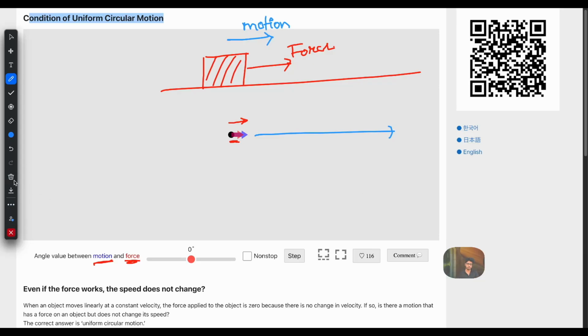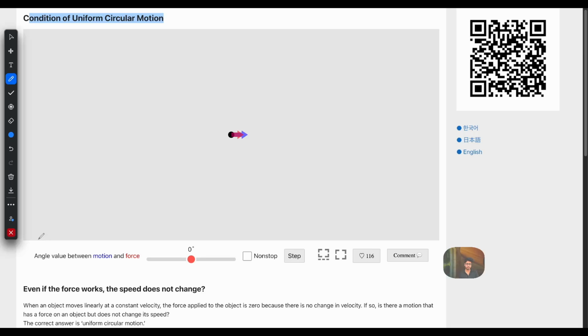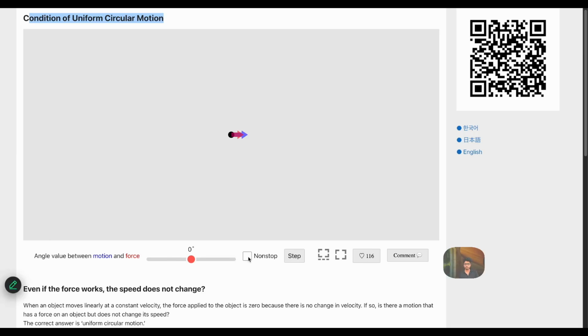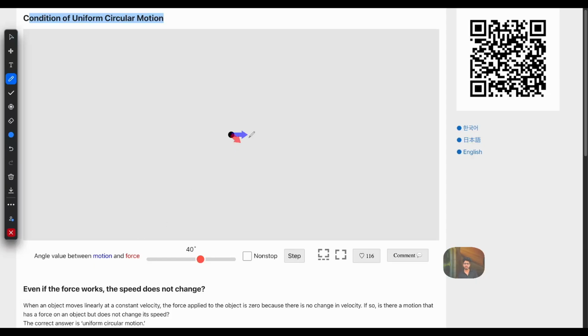Let me show you. It goes in a straight path, correct? Simply because the force and the motion direction are both in the same direction. Let's suppose I make an angle of 40 degrees between the motion direction and the force direction. In which direction will it move now? Could you feel that it follows some kind of curved motion like this? Let's check it out.